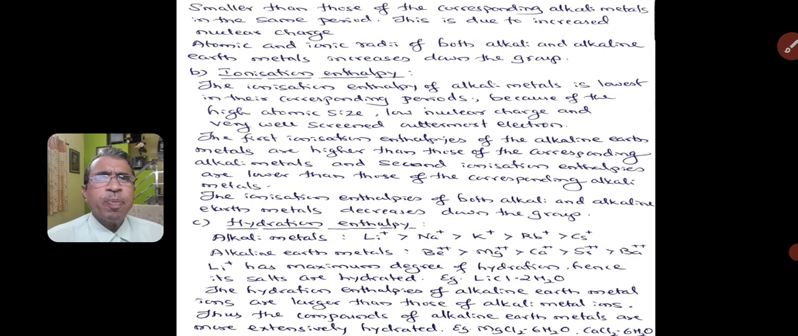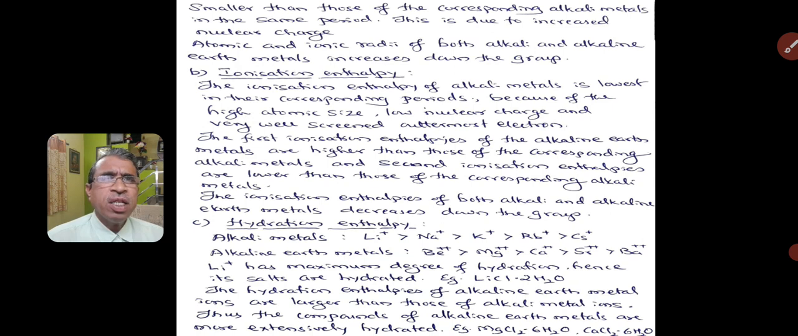Coming to another property, ionization potential. The ionization enthalpy of alkali metals is lowest in their corresponding periods because of high atomic size, low nuclear charge and very well screened outermost electron, or in other words, it is also called screening effect.